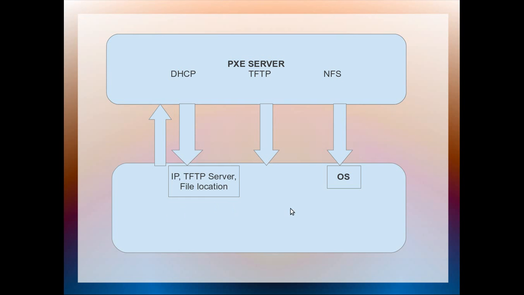As soon as we switch on this virtual machine, it sends a DHCP discover message to the DHCP server, in reply to which DHCP sends it the IP address of the TFTP server and the location of the file from where it has to boot. As the TFTP server and the file location are specified, this client fetches this file from the TFTP server and starts booting from that file.